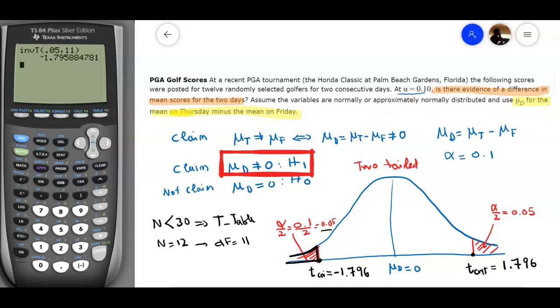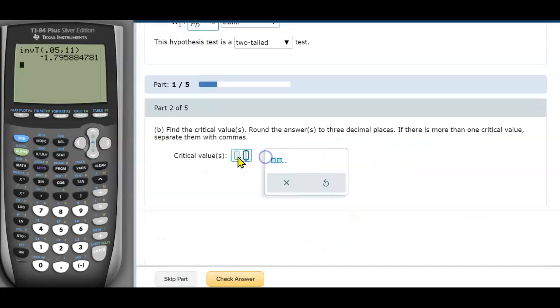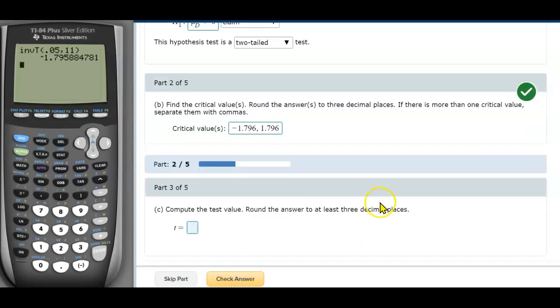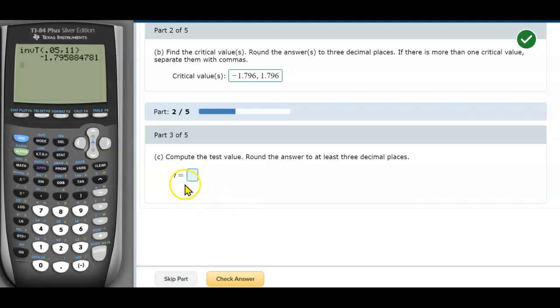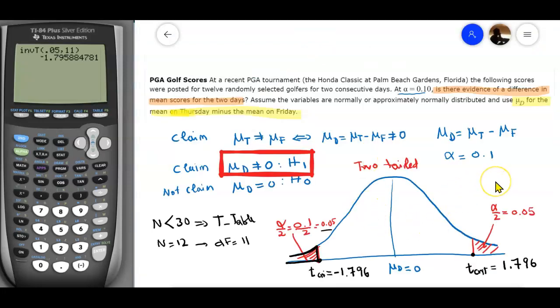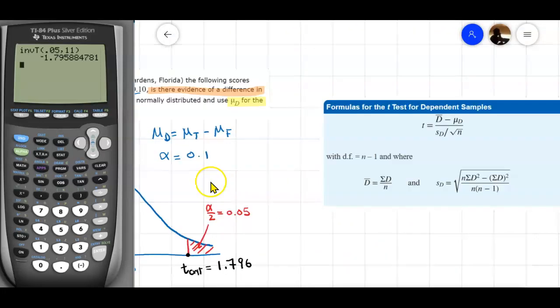Okay, that's it. So let's put them in. There are two of them. One of them is negative 1.796, and the other one, I didn't put the decimal point, is 1.796. Check. Okay, that's correct. Now we are trying to compute the t-test. And this could be really hectic if you want to do it by hand.